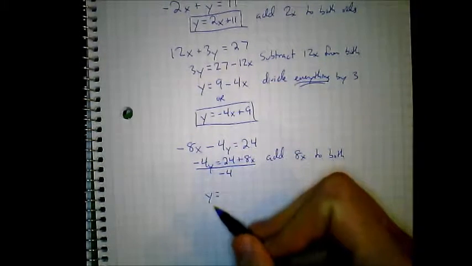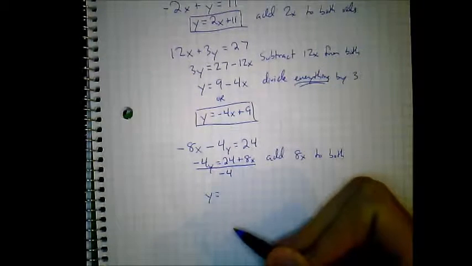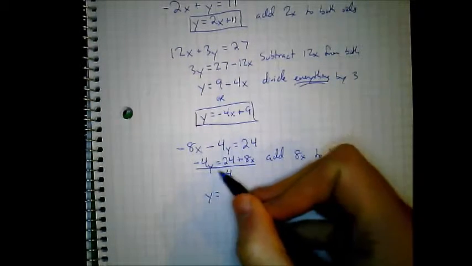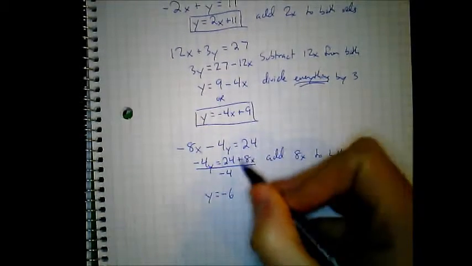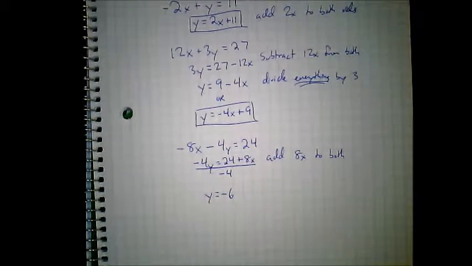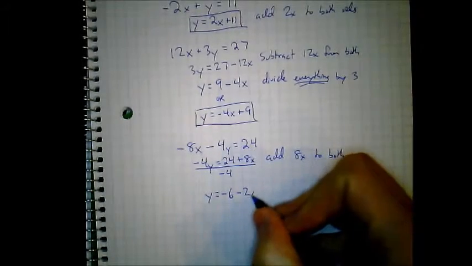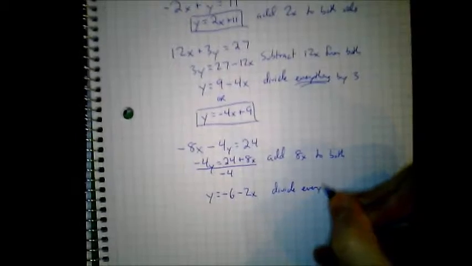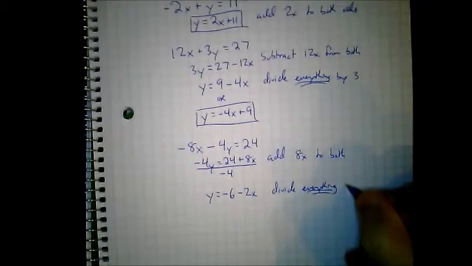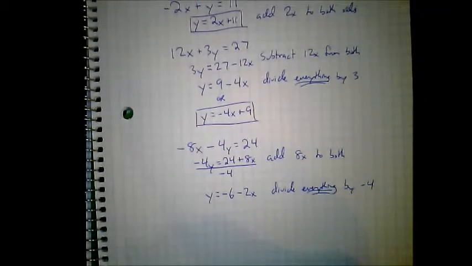That's why we divide by negative 4, because we want y all by itself. 24 divided by negative 4 is negative 6, and 8x divided by negative 4 is negative 2x. We divided everything. It's very important that we divide everything by negative 4.